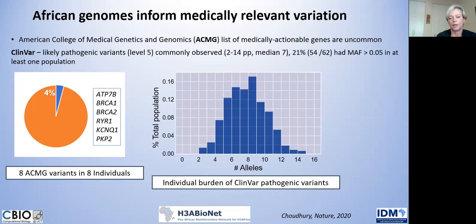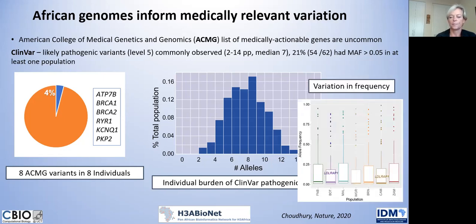Contrastingly, in ClinVar, when we looked at the likely pathogenic variants that were identified as such in ClinVar as sort of level 5, these were actually commonly observed, with about 2 to 14 per individual in the study group, with a median of about 7. And many of these were in at least one population. So it means that there's a number of African individuals walking around with a reasonable burden of ClinVar pathogenic variants. This again was population variable, so some of them were more prevalent in some populations than others.